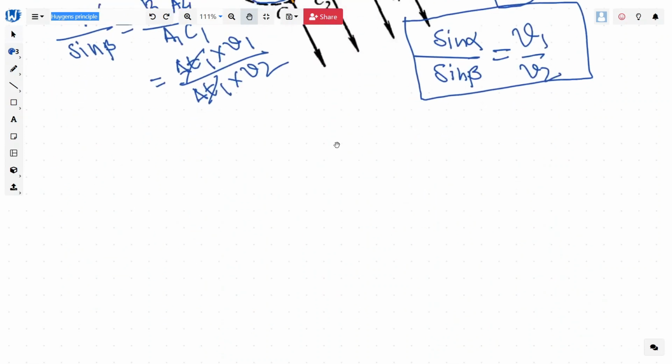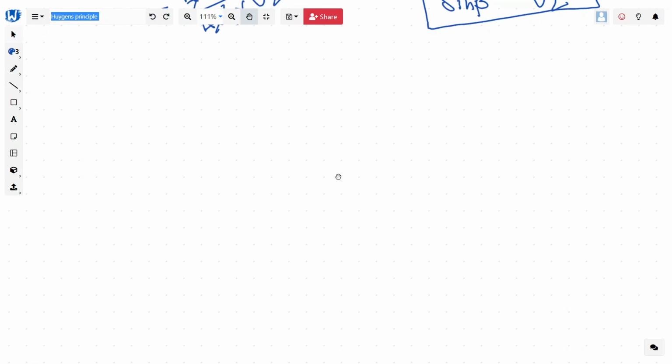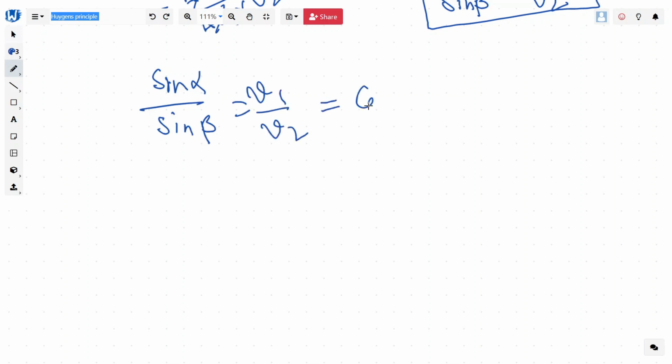Now, as you may notice, this expression looks very similar to the Snell's law we arrived at by experiment in the last video. So sine of alpha by sine of beta is equal to v1 by v2, and in the last video we showed that this is a constant. So probably now we have arrived at what the constant is. It is the velocity of light in medium 1 versus medium 2.